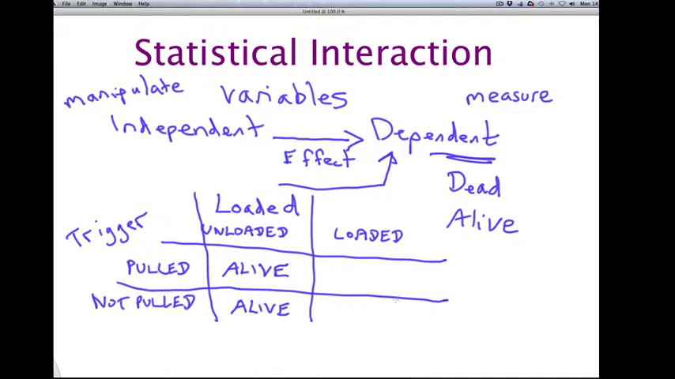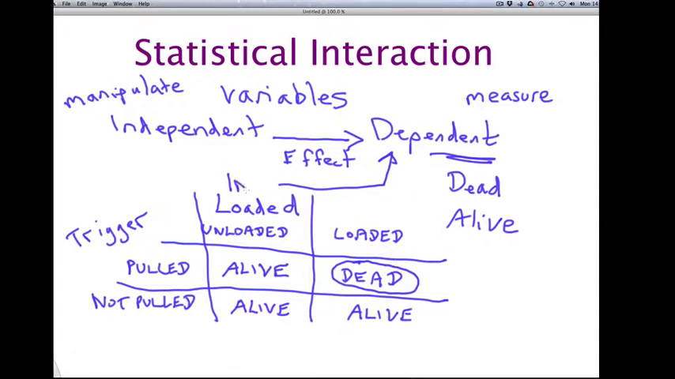Now move on to the second state of this variable. If you have a loaded gun but you don't pull the trigger, then the person will still be alive. But if you pull the trigger with a loaded gun, then the person becomes dead. So what you can see is it's only when the two variables combine, the pulled trigger and the loaded state of the gun, that you have a main effect of the person changing from alive to dead. And this is an interaction.